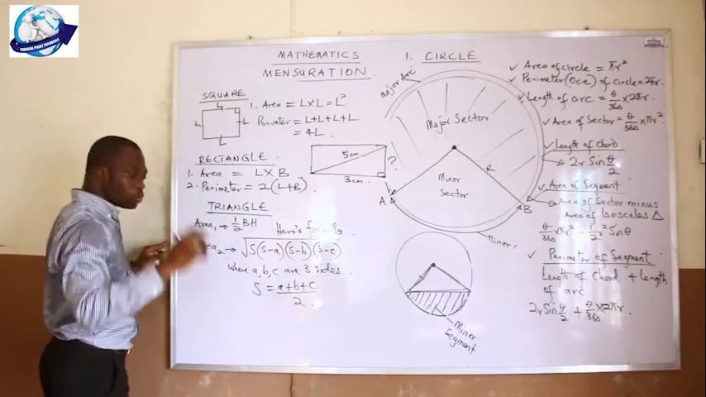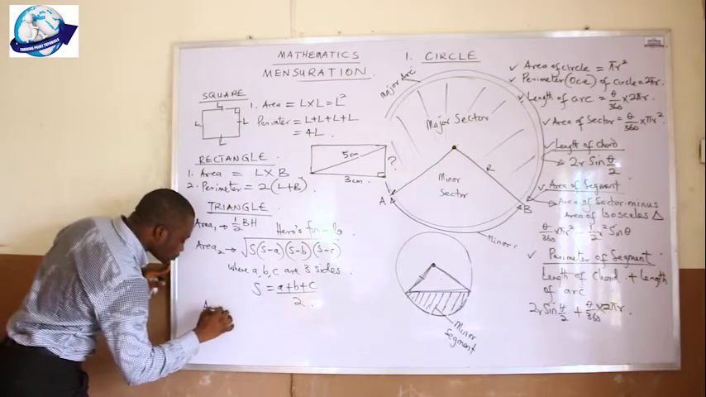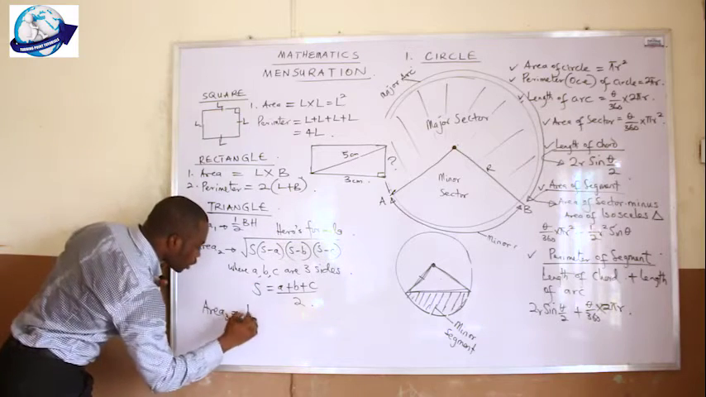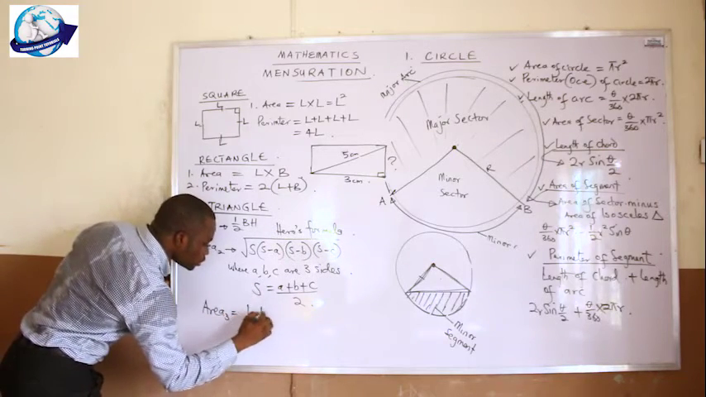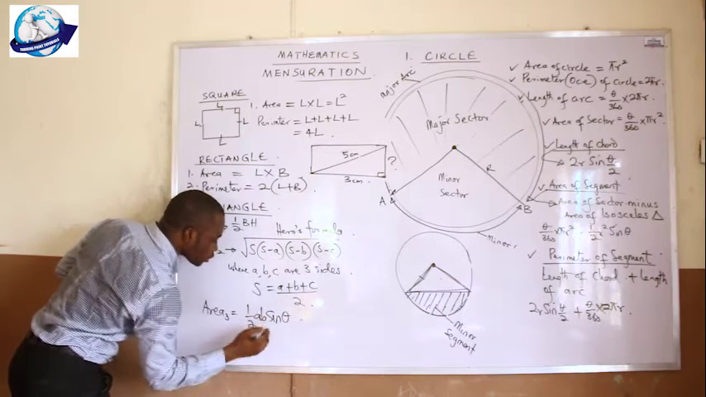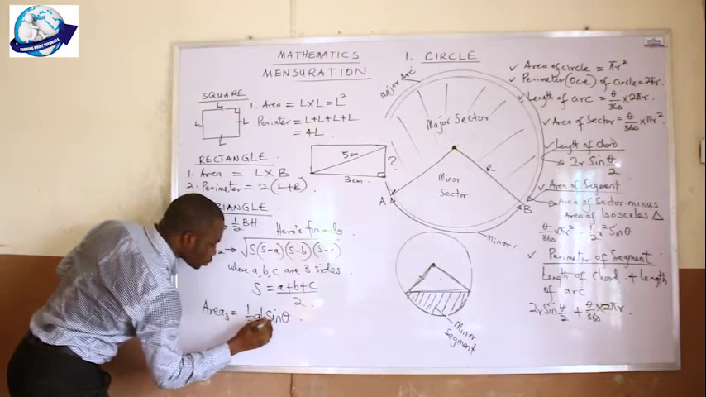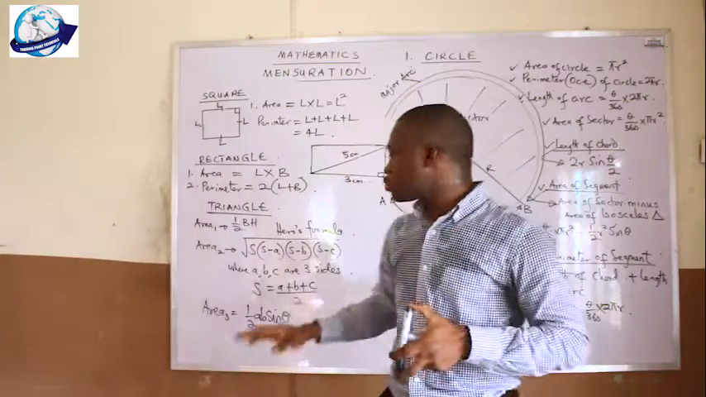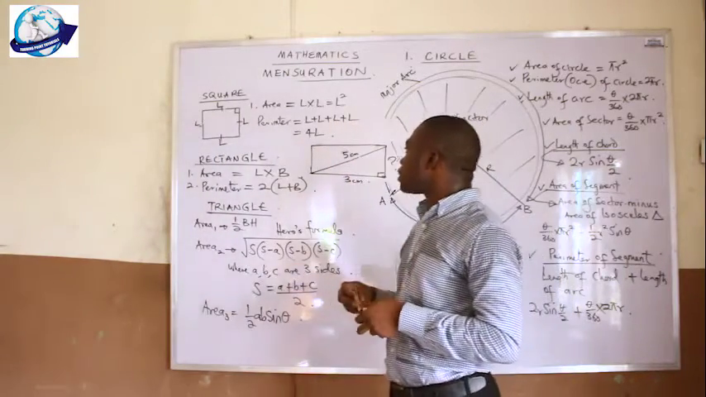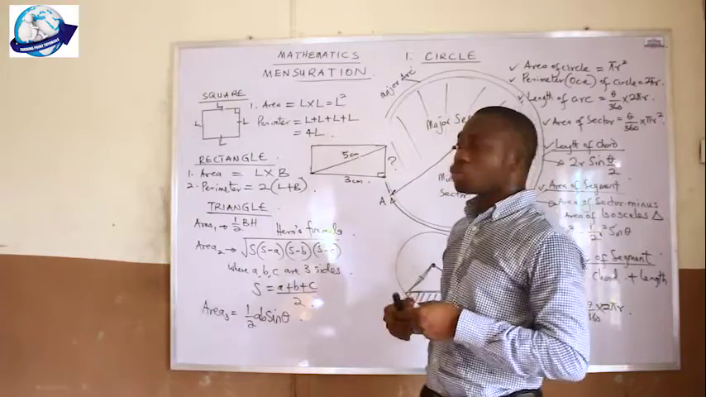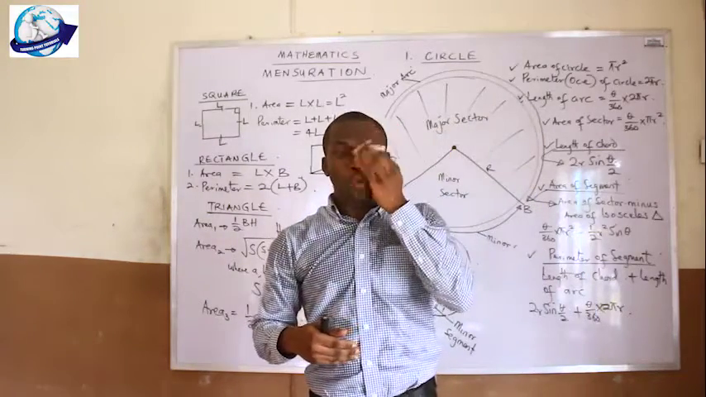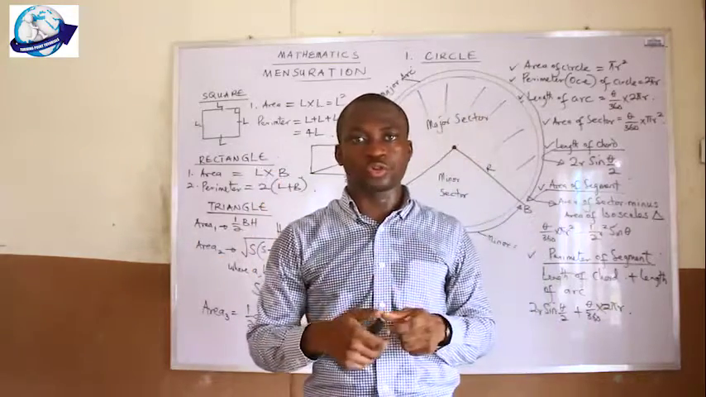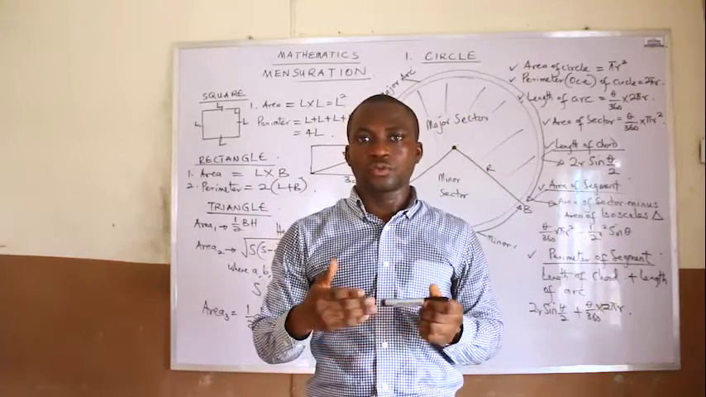Then let me add one more, which is area 3. You can also solve a triangle using the formula half ab sine theta, where 2 sides are given to you and 1 angle. Because of time, we are going very fast. We'll come back in the next class and consider all the formulas you can find in plane mensuration. Thank you very much for viewing.